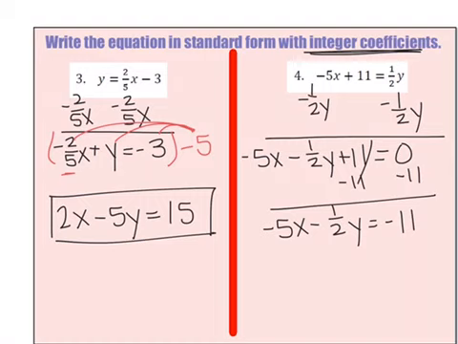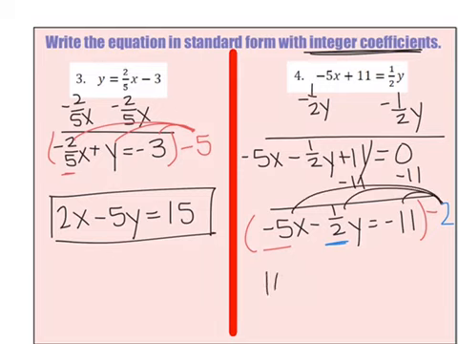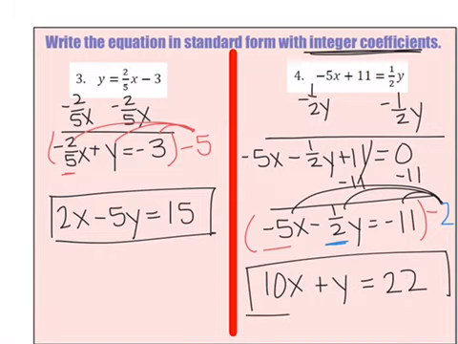So now we have to look. My a is negative, so I know that I need to multiply by a negative. And I have a fraction. My b value is dividing by 2, so I know that I need to multiply by 2 as well. So everything on the inside is going to be multiplied by negative 2. So I'm going to get 10x plus y is going to equal 22. That would be my final answer in standard form.